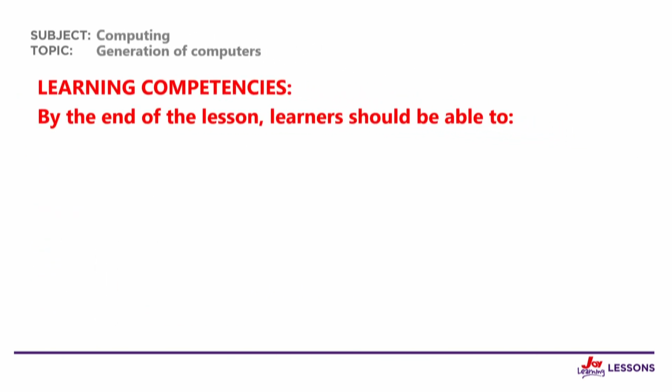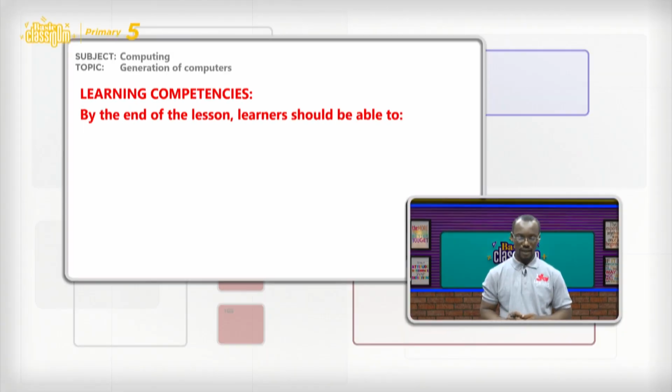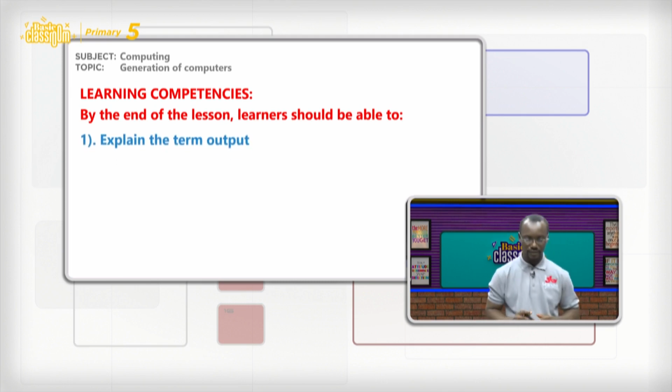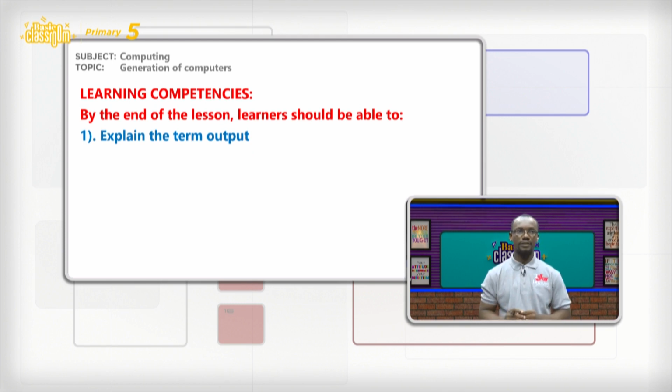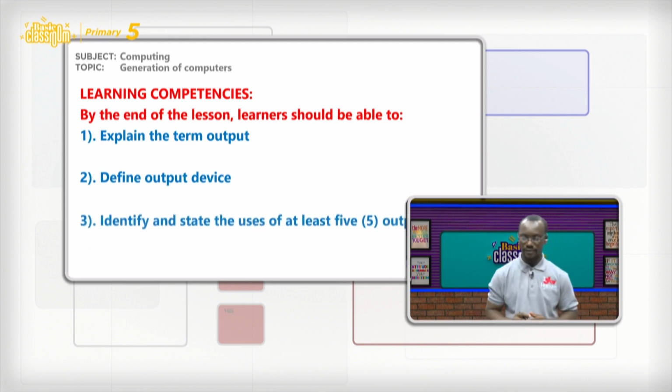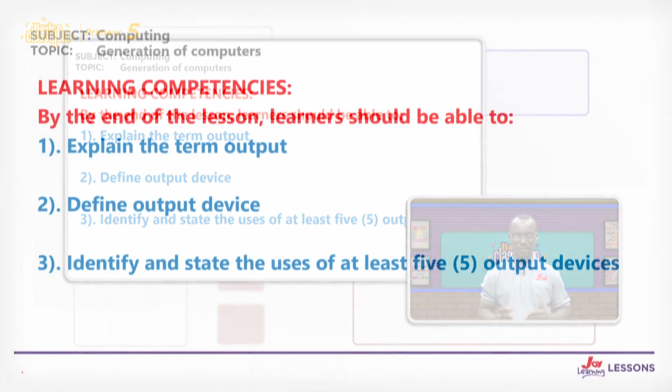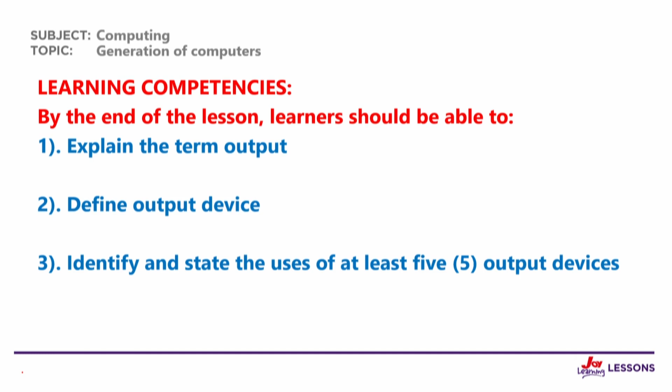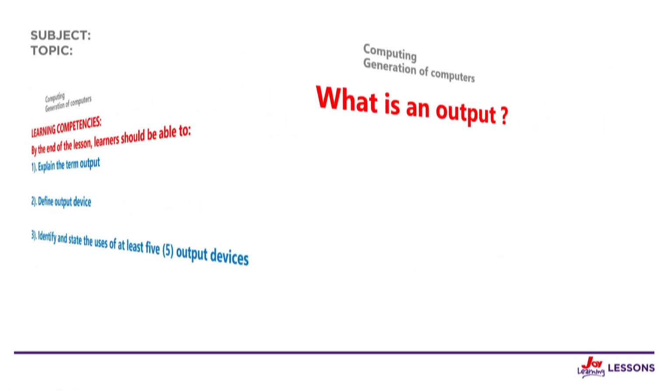We are looking at our learning competencies or the objectives. By the end of the lesson, learners should be able to: 1. Explain the term outputs. 2. Define output device. 3. Identify and state the uses of at least 5 output devices. Let's move on to our next slide.